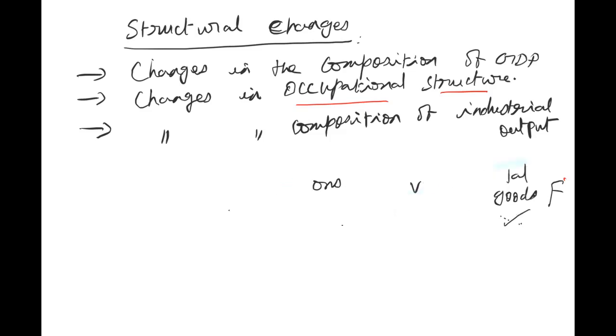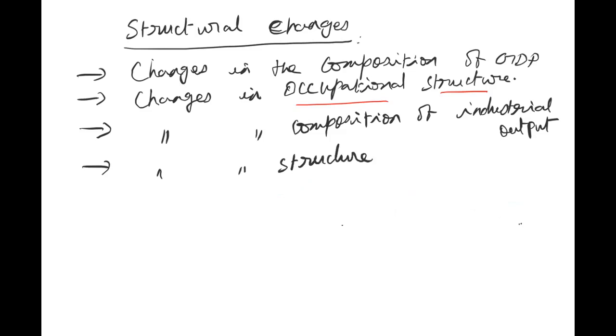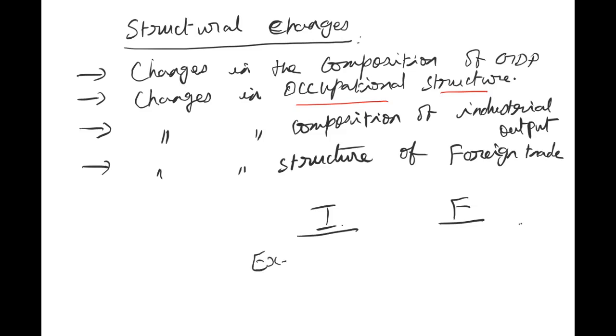Then the next structural change is in the structure of foreign trade. So foreign trade: what we are exporting and what we are importing. In the initial stages, as I mentioned, initial and final, the exports consist of primary products and raw materials.